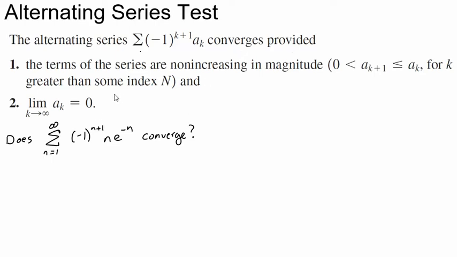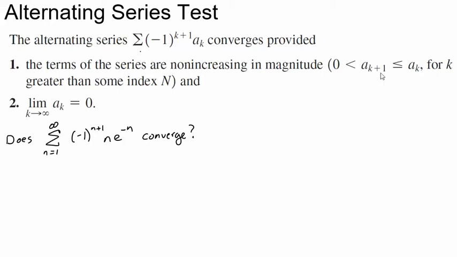So the first condition is that the terms of the series are non-increasing in magnitude. Non-increasing is saying that each term is less than or equal to the term before it. That's the non-increasing. It doesn't necessarily have to be decreasing. It just has to be less than or equal to.